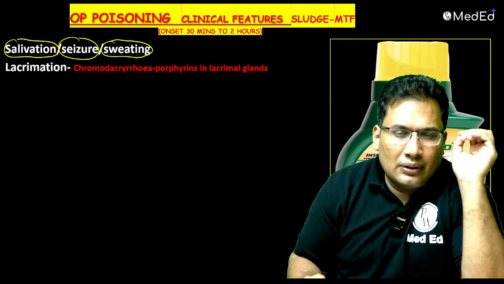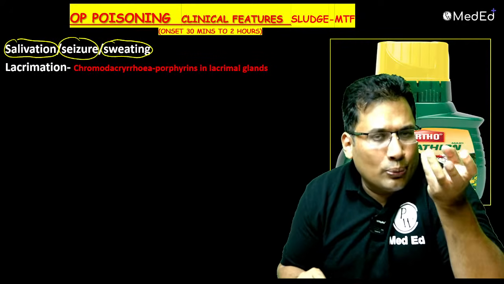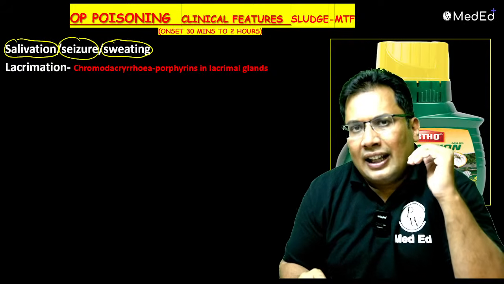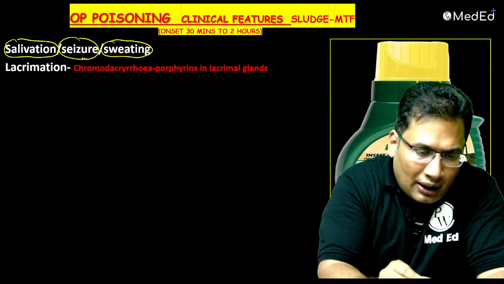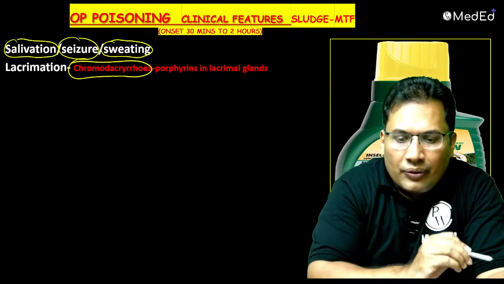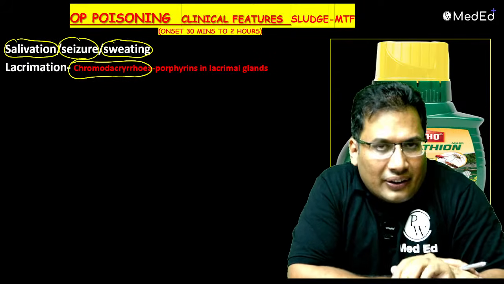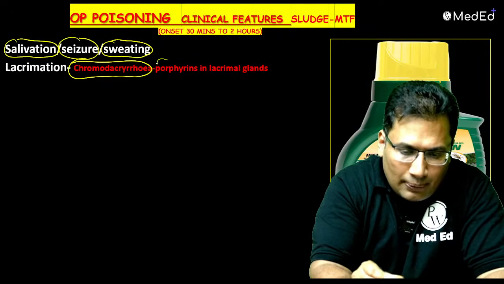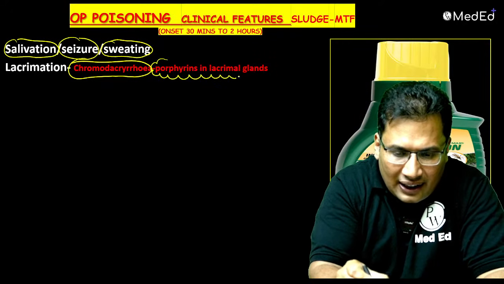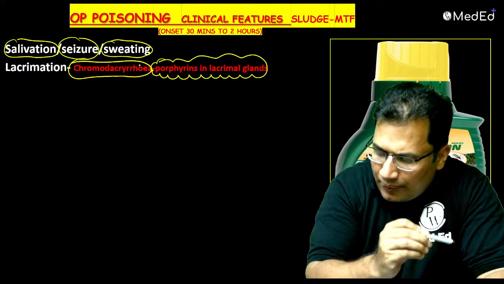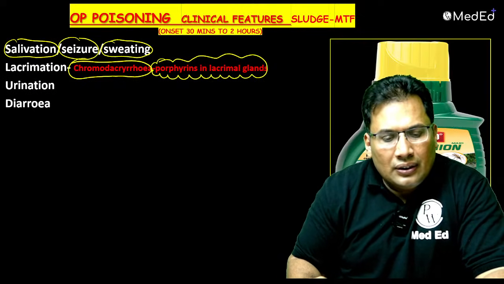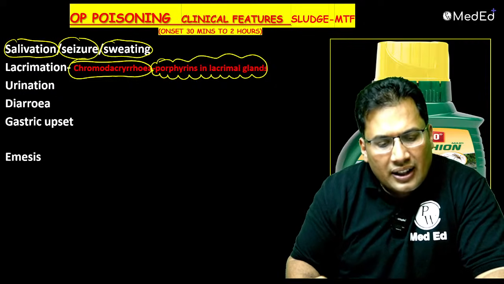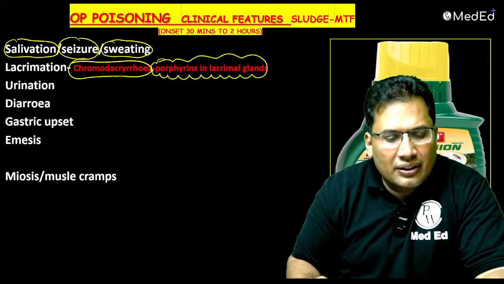Lacrimation. Acetylcholine stimulates the lacrimal gland, so there can be increased secretion from the lacrimal gland. Sometimes there can be chromodacryorrhea, a red color, because of the presence of porphyrins in the lacrimal glands. Urination, diarrhea, gastric upset, emesis.